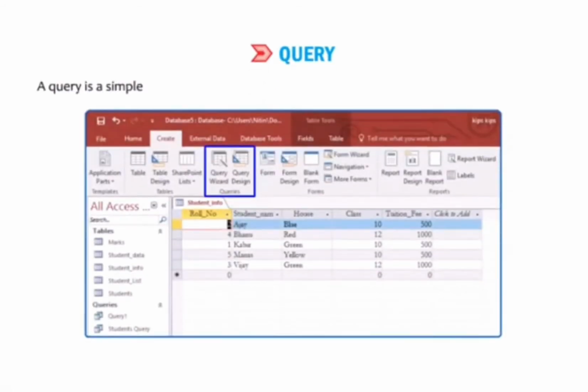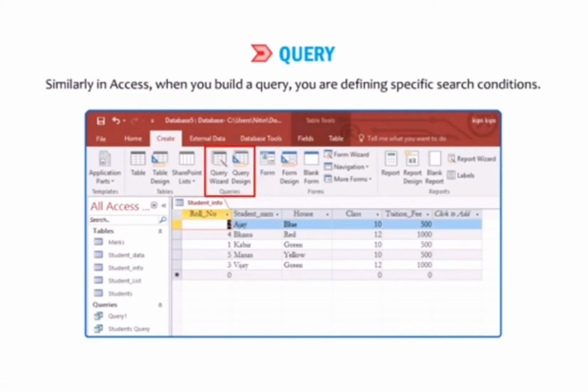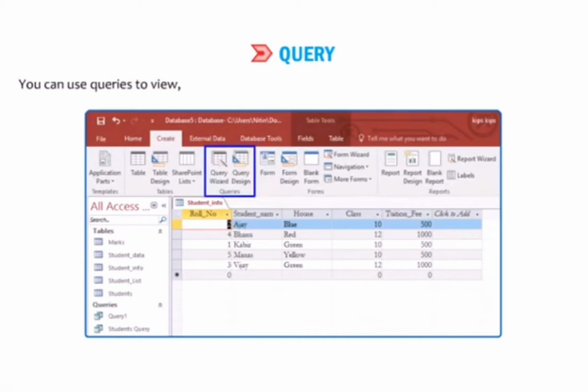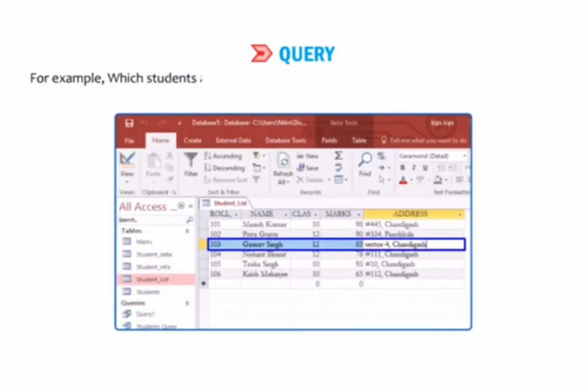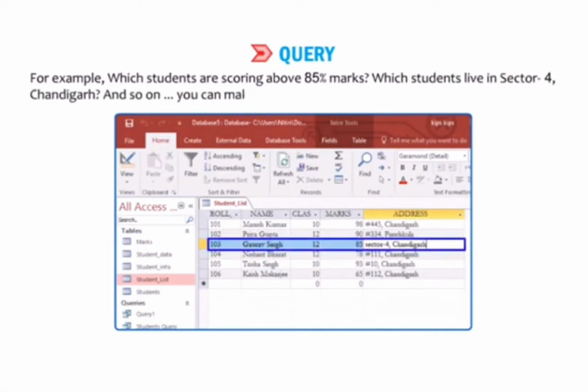A query is a simple question that you ask to find specific information from the database. Similarly, in Access, when you build a query, you are defining specific search conditions. You can use queries to view, change, summarize, and analyze the specific data in different ways. In our daily life, you make several types of queries to get specific information. For example, which students are scoring above 85% marks? Which students live in Sector 4 Chandigarh? And so on. You can make quick decisions depending on that criteria.